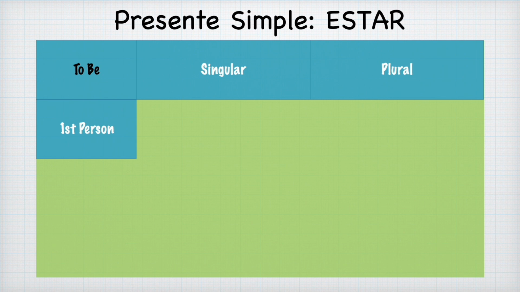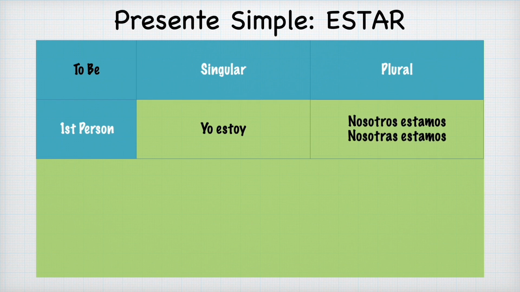Let's take a look at how we would conjugate estar. It still means to be, but it's a different verb in Spanish. Yo estoy, I am. Nosotros estamos, or nosotras estamos, for we are. And we'll use nosotros for a male group or a mix of males and females, and we'll use nosotras for an all-female group.